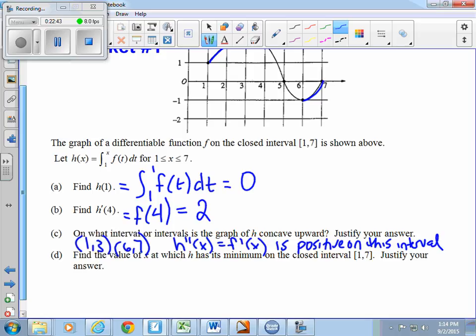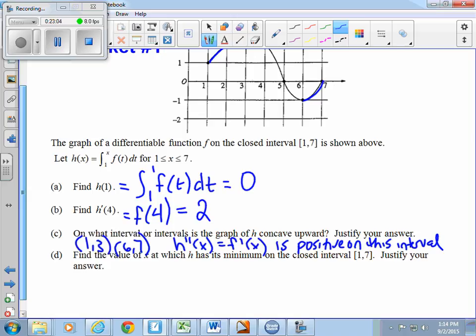Is that enough justification? Yeah. Okay, it's letting the reader know that I'm thinking about the second derivative of h, but I get that from the first derivative of x. That makes sense?